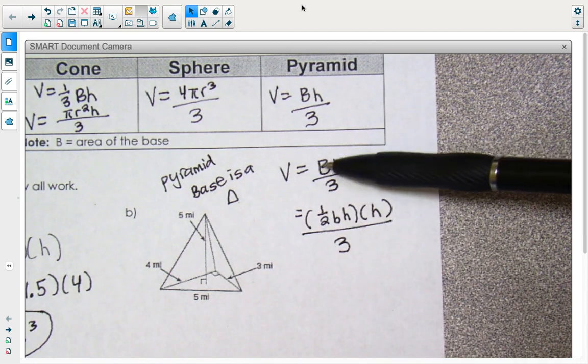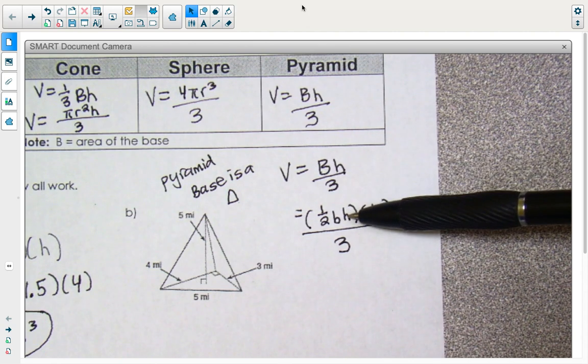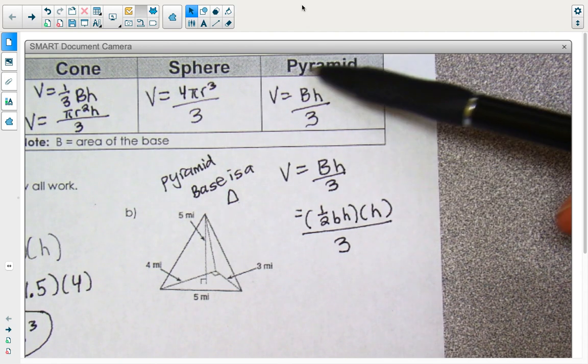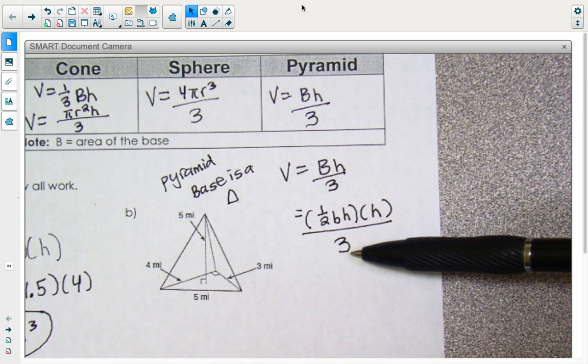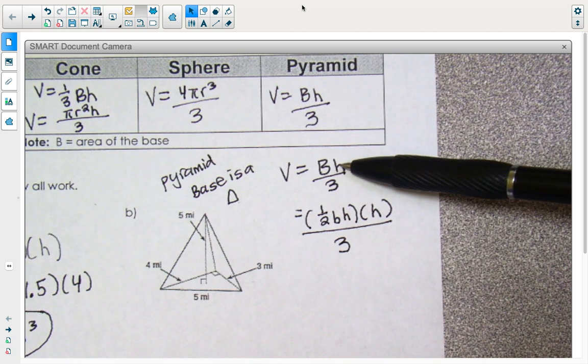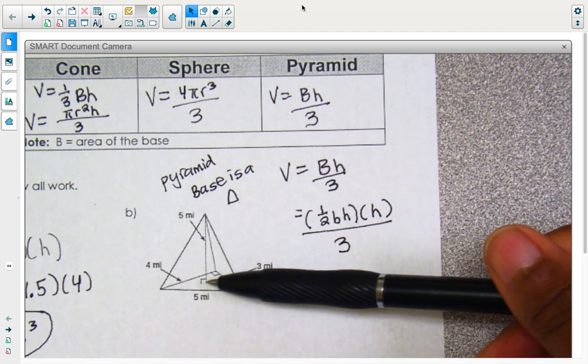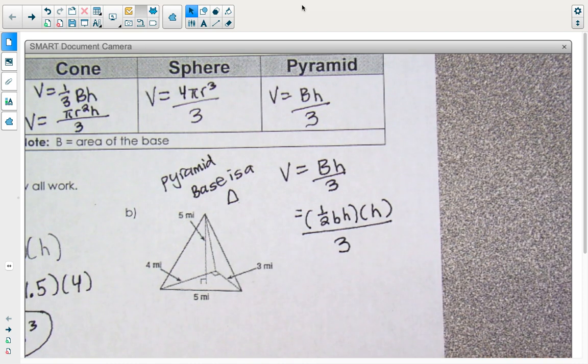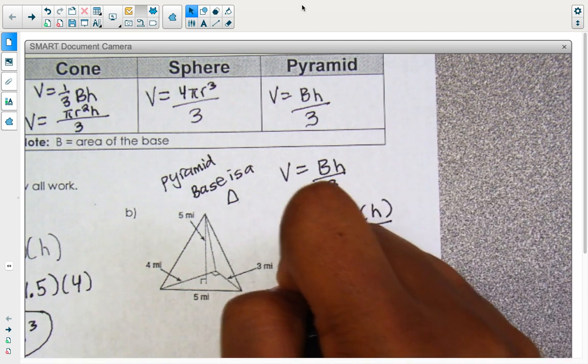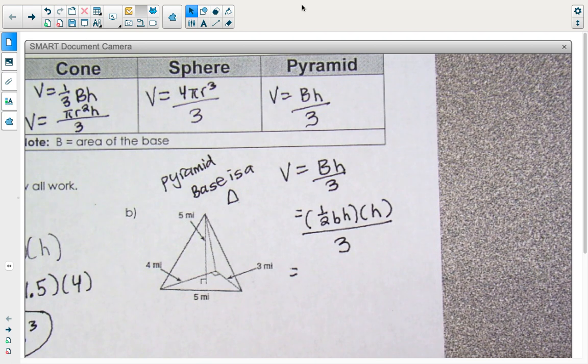So my base is a triangle. That's 1/2 base times height times the height. And then since it's a pyramid, I need to divide the whole thing by 3. So we took the base times height. We incorporated what the base of this specific shape is to get my formula. Now it's just a matter of substituting what goes in where into my problem.